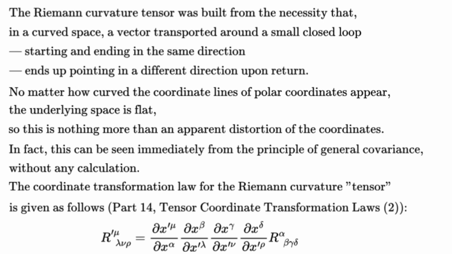The Riemann curvature tensor was built from the necessity that, in a curved space, a vector transported around a small closed loop, starting and ending in the same direction, ends up pointing in a different direction upon return. No matter how curved the coordinate lines of polar coordinates appear, the underlying space is flat, so this is nothing more than an apparent distortion of the coordinates. In fact, this can be seen immediately from the principle of general covariance, without any calculation. The coordinate transformation law for the Riemann curvature tensor is given as follows: Part 14, Tensor Coordinate Transformation Laws, 2.